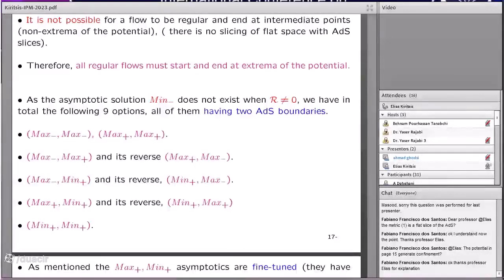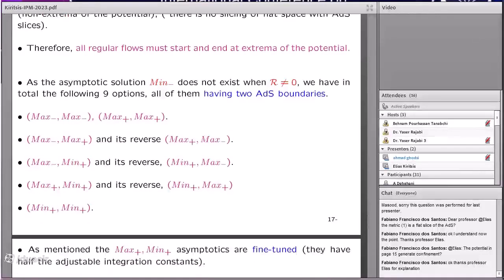And then I'm left only with the other 3. If I put 3 times 3 with the start and the end of the flow, I get all of these possible flows that I can have. I have max minus max minus. This is the generic flow, 4 integration constants: 2 here and 2 here. Then max plus max plus. This is 1 here, 1 here. This is maximally tuned. And then I have all the other combinations in between.